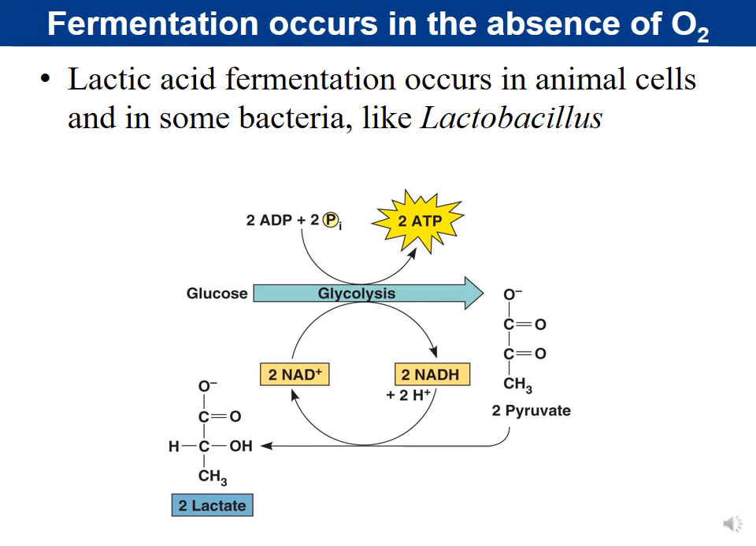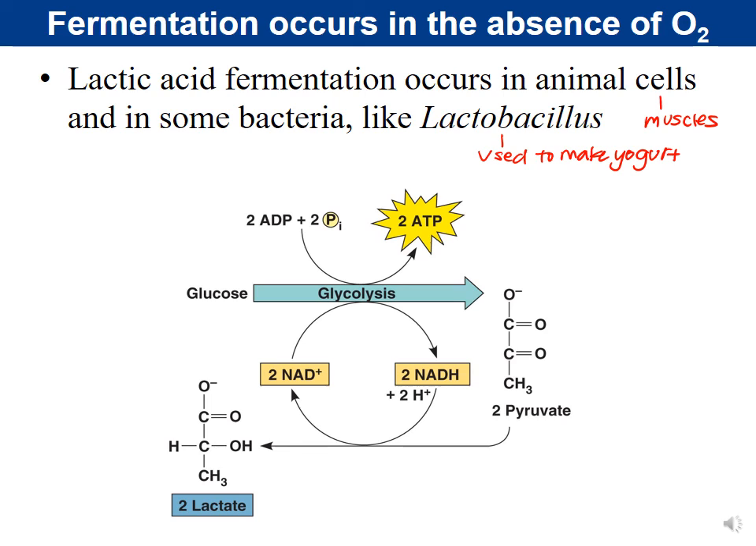So the next type of fermentation that we're going to talk about is going to be our lactic acid fermentation. And lactic acid fermentation occurs in animal cells, in the muscles, for example, and in some bacteria like lactobacillus, which is used to make yogurt. So these organisms have a different set of enzymes to do a different type of metabolism. And so they're able to do lactic acid fermentation.